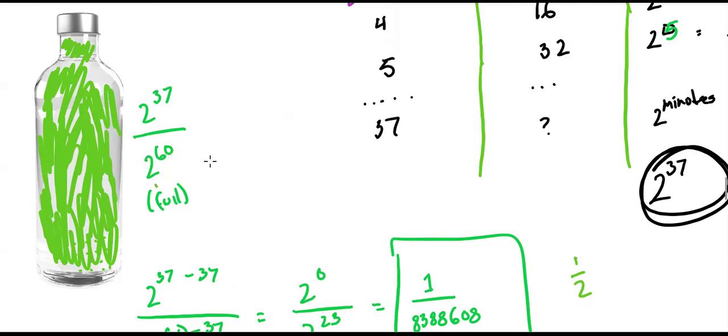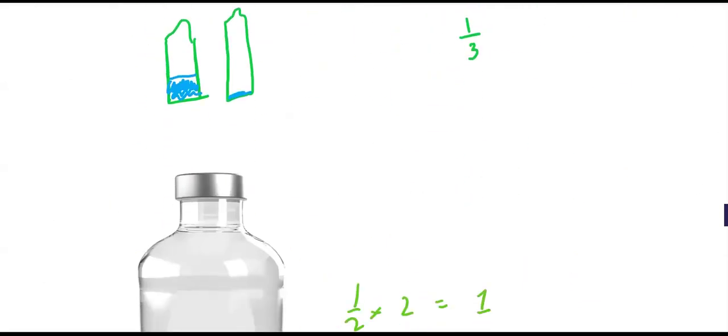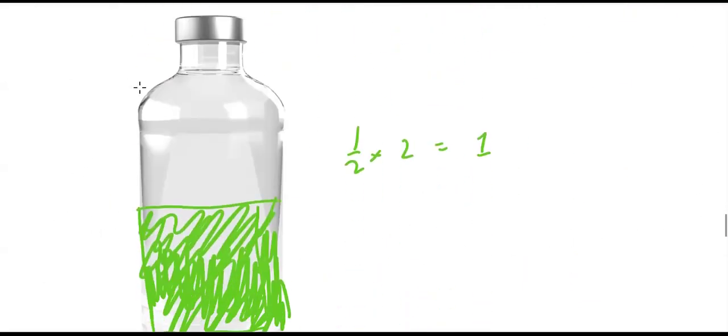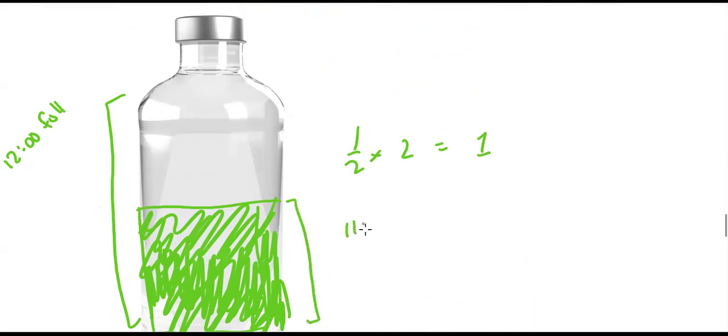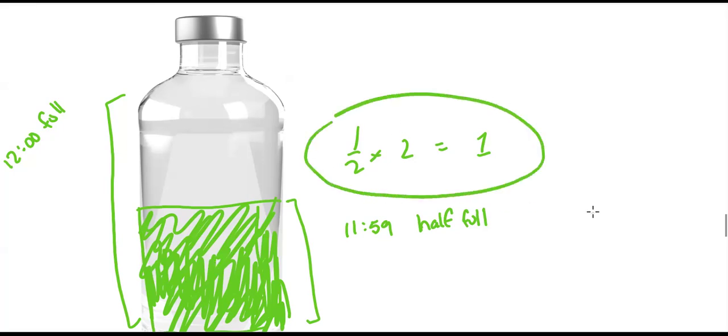Whoops, it's full at 60 minutes past 11. So at noon, it's full, right? It would take until noon to be full. Let's write out the numbers. 12 o'clock. Full. 1 minute previous. So at 11:59, it must be half full. Because then 1 minute later, this half doubles and we get one whole full.